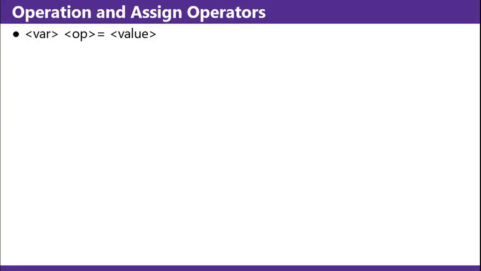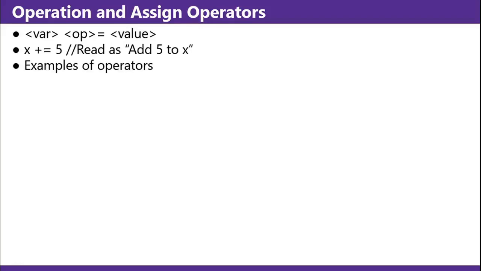The general form is variable, operator equals, value. X += 5. Read as add 5 to x. Examples of operators: plus equals, minus equals, times equals, divide equals, modulus equals.